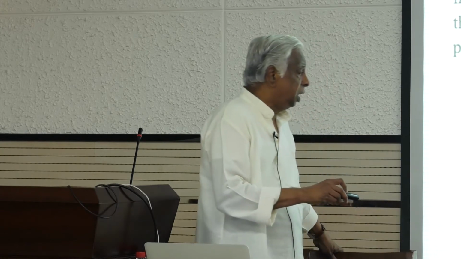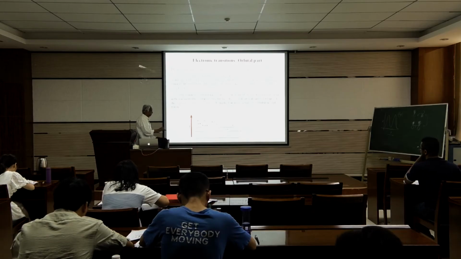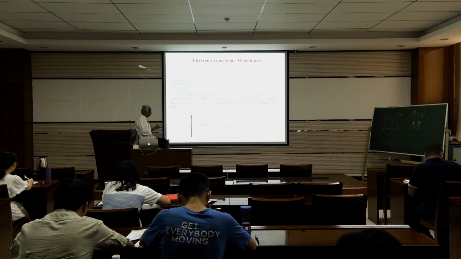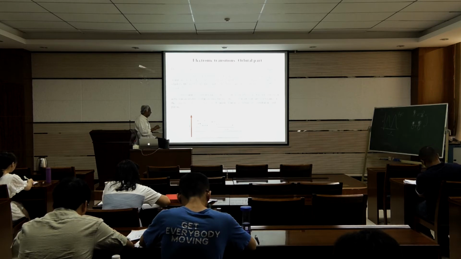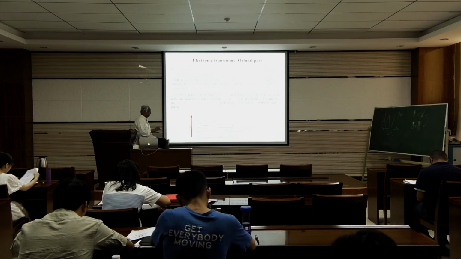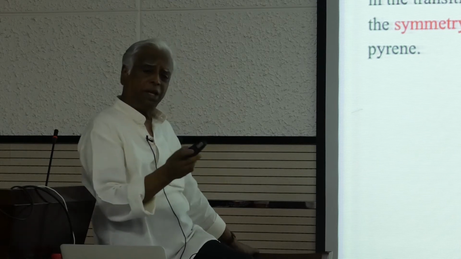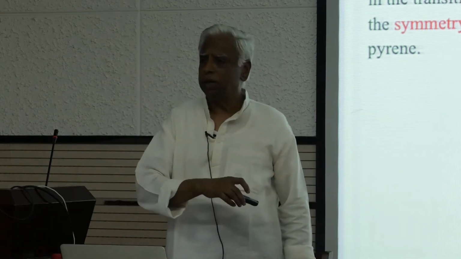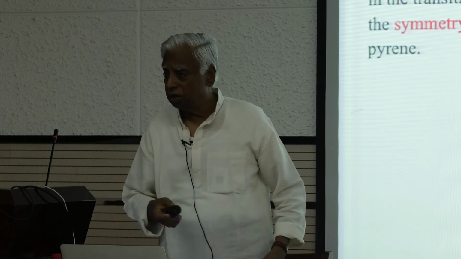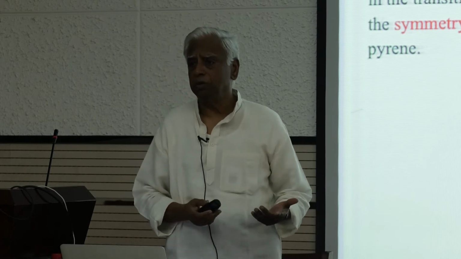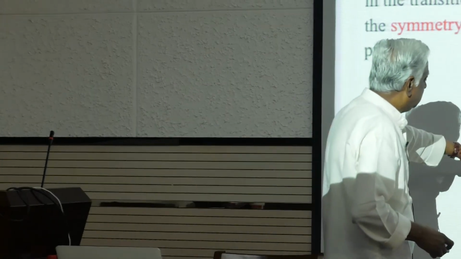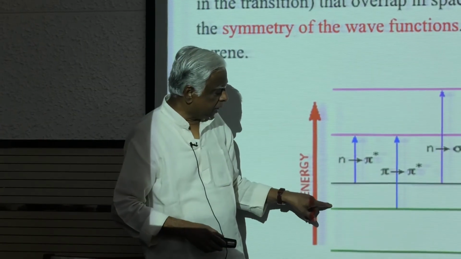Okay, so you can see now. For example, there are various types of transitions. Sigma bond, pi bond, and then n orbital. Two electrons from here go to the pi star, that is n to pi star. Pi to pi star, that is one going from here to here, or n going to sigma star. So in any molecule, there can be a number of different transitions. It depends upon what type of orbitals are there in the bond. So in a given molecule, this is the n, pi and sigma.